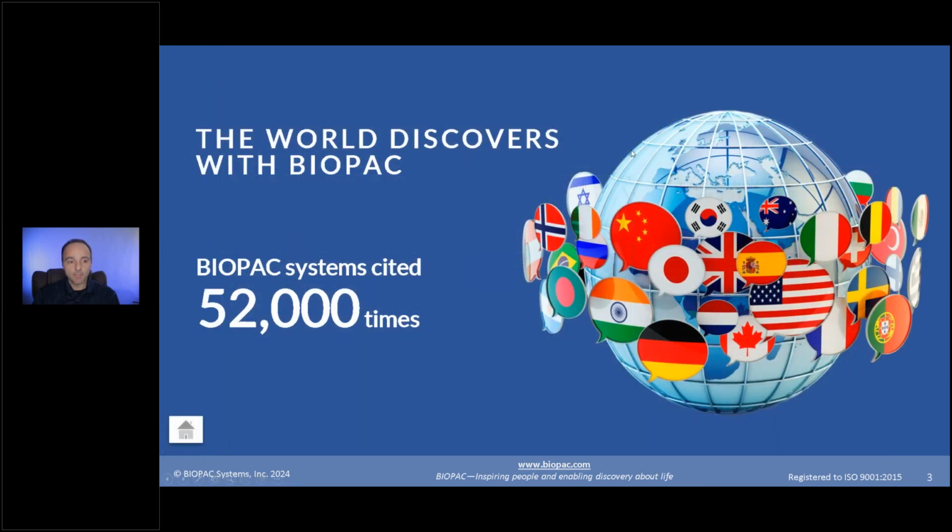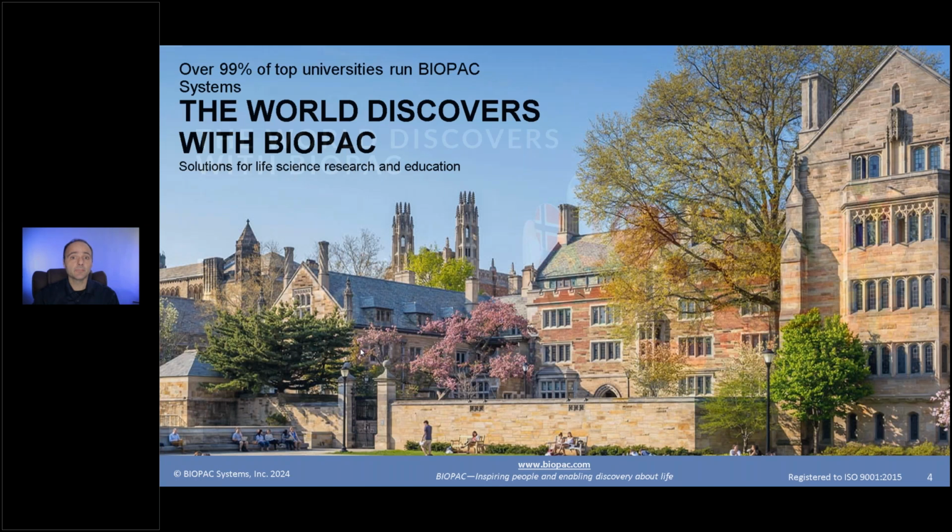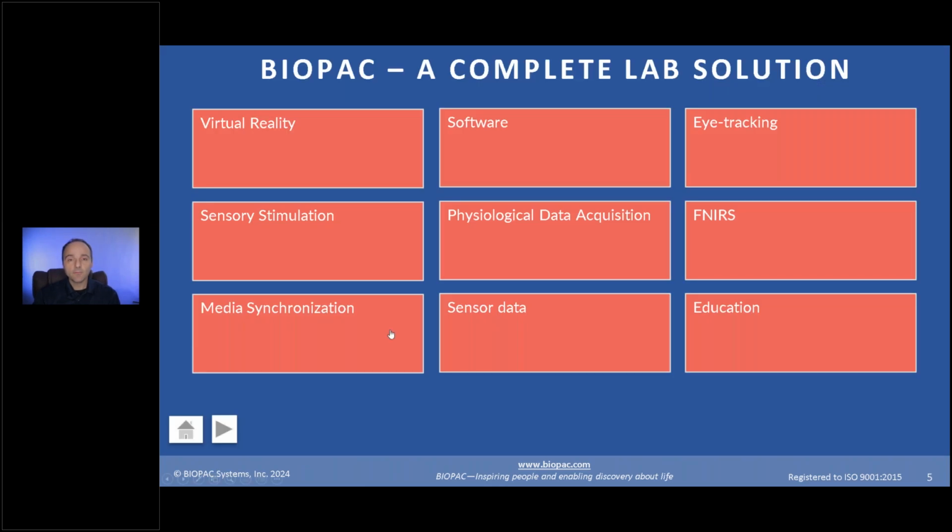Just a few words about BioPack. So currently, I just checked today, over 52,000 publications with BioPack equipment. And over 99% of the top universities in the world use BioPack equipment. And here is a general overview of what we try to do at BioPack. Basically, we aim to provide complete lab solutions. So pretty much everything you might need for your laboratory.